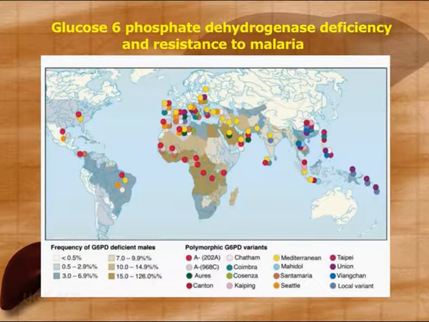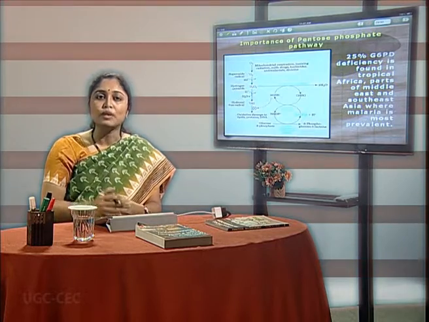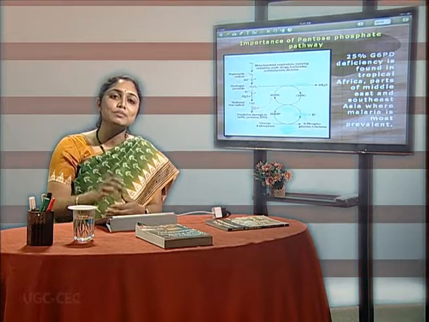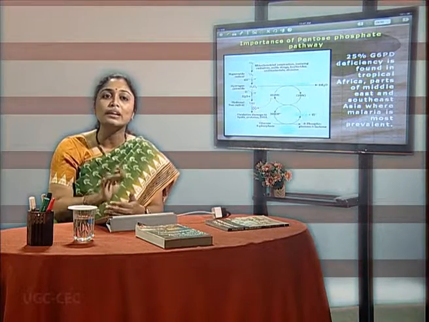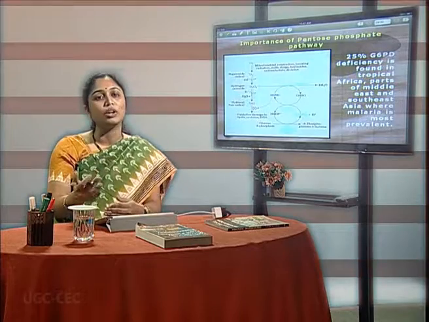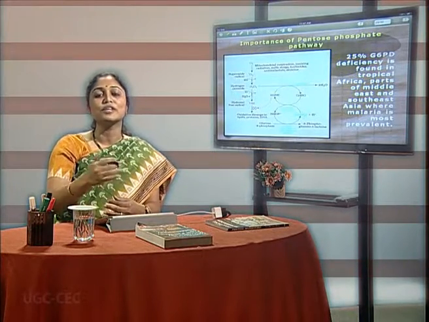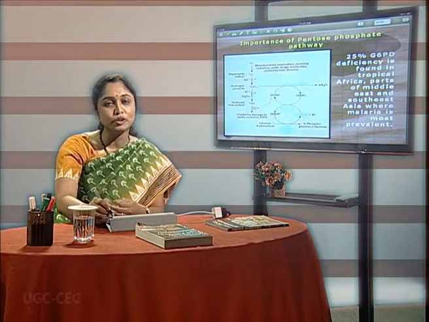What happens here? When an individual is glucose 6-phosphate dehydrogenase deficient, he is generating less NADPH and more reactive oxygen species. Now those reactive oxygen species present in the erythrocytes are able to kill the malarial parasite, though it is tolerable to the host. That's why the glucose 6-phosphate dehydrogenase deficient individuals may be resistant to malaria.